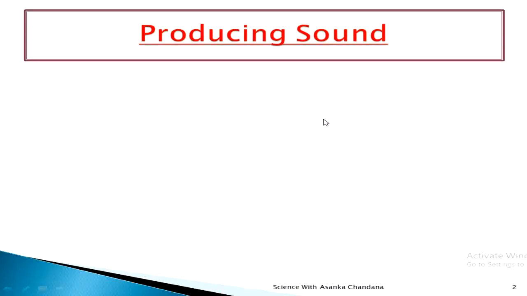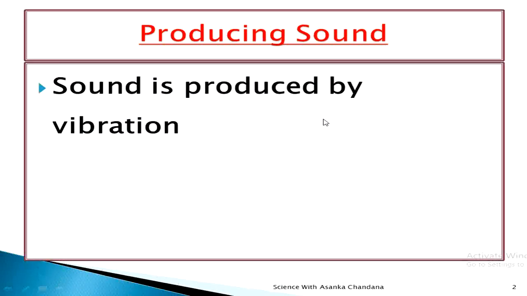Firstly, we have to learn about producing sound. Now think about how to produce sound. Sound is produced by vibration. It means sound is produced by the vibration of something. When you talk and touch your throat, you can feel it clearly.